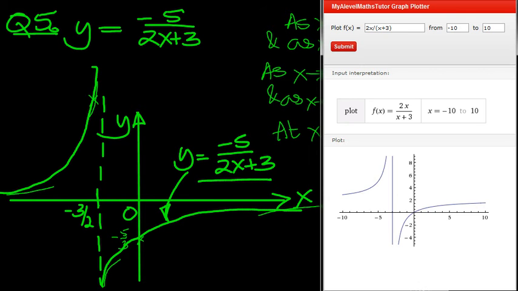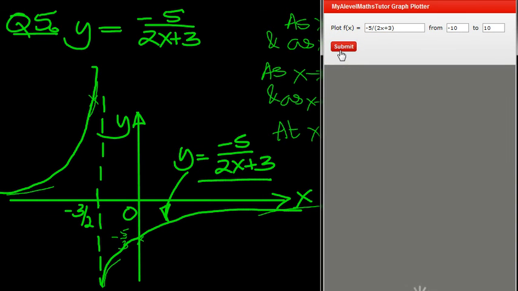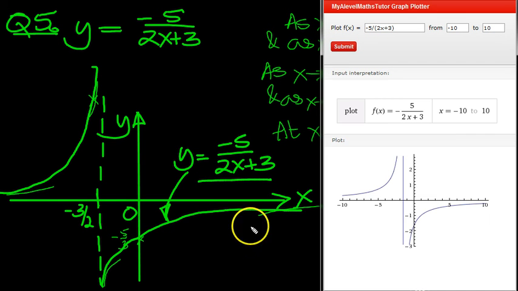Let's just check that in our plotter then. It doesn't take a moment for me to enter it in. So it's minus 5 divided by bracket 2x plus 3, close the bracket, from minus 10 to 10. Let's do that. And again, as we said, we're okay. Good. And there's the value minus 3 over 2 mentioned as a vertical asymptote here. The other asymptote is the horizontal x-axis.